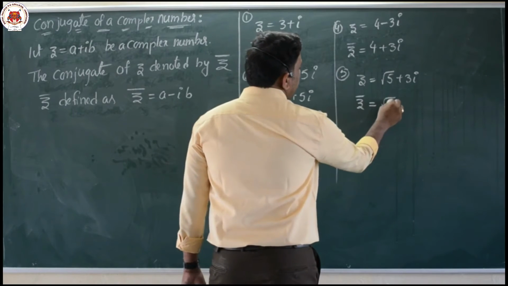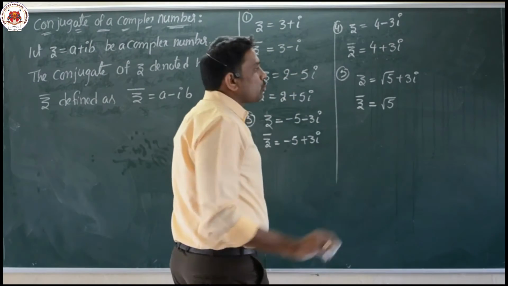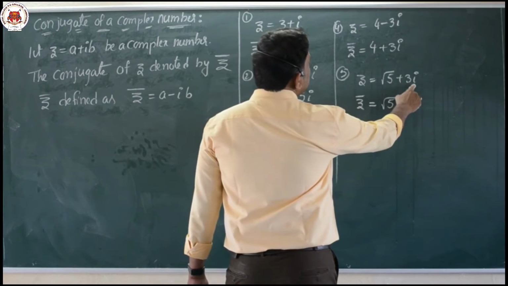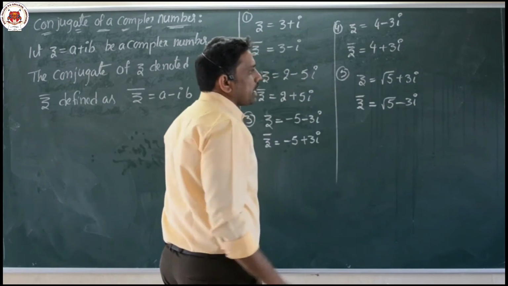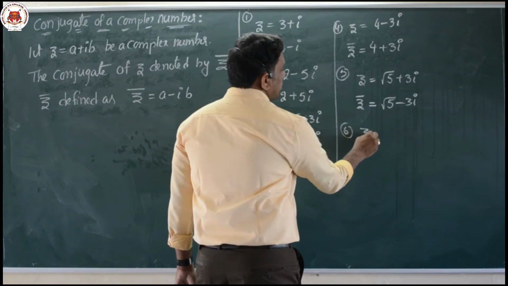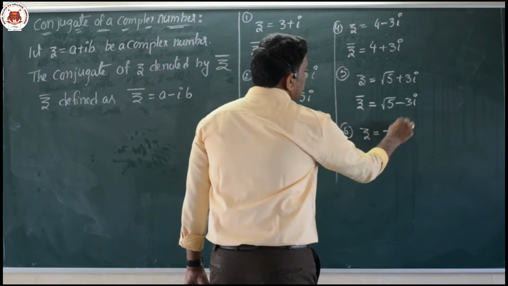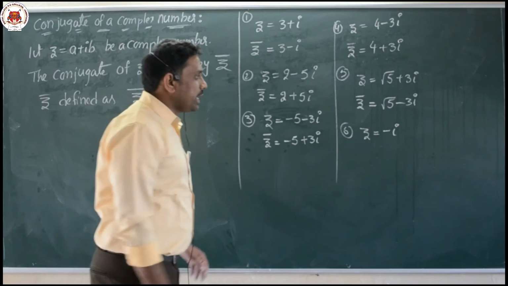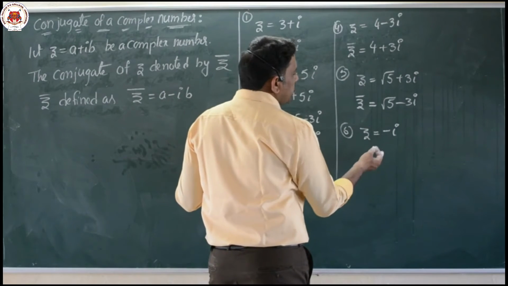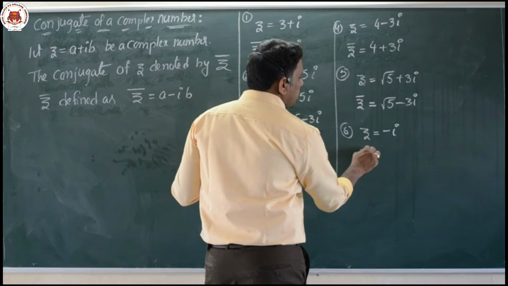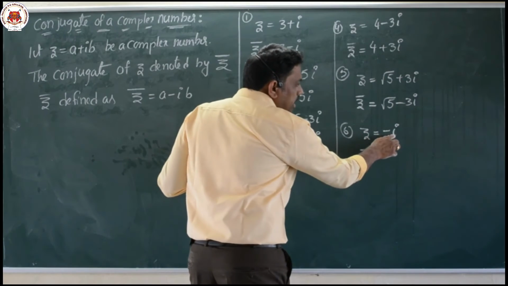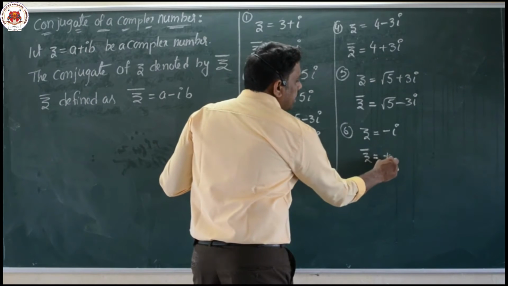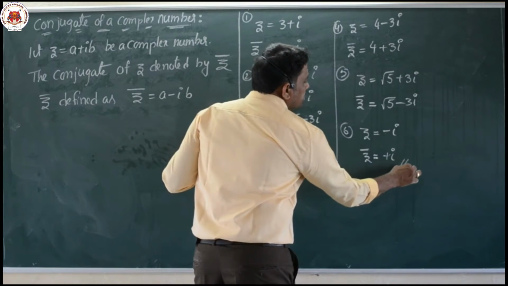So the real part's sign you never change; only change the sign of i. This is plus, so you write minus 3i. And the last and final example on this model: z equal to minus i. Then there is no real part, no need to worry. Here we only need the imaginary part. The imaginary part has the negative sign, so its conjugate is plus i.